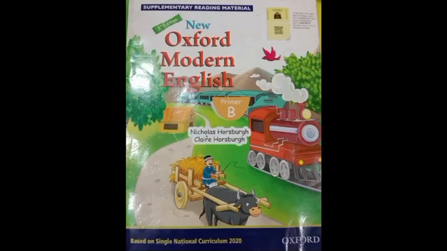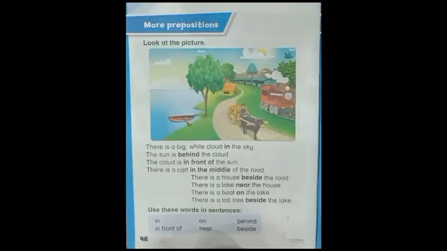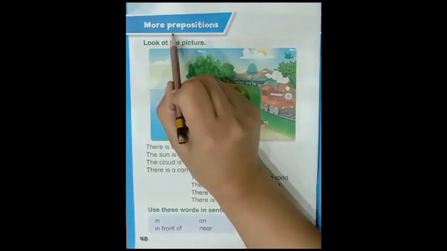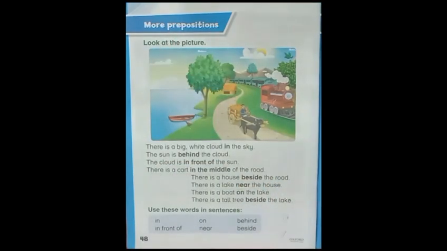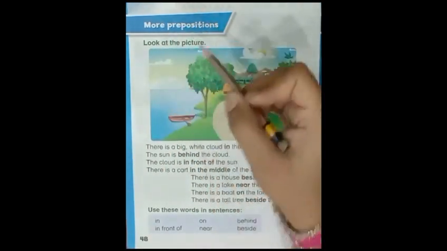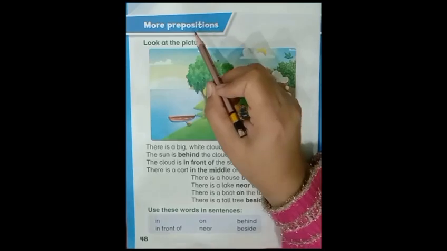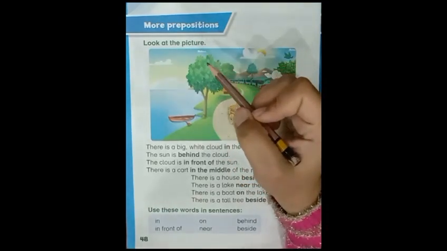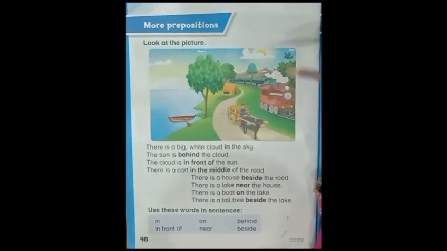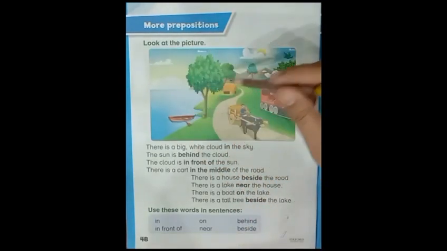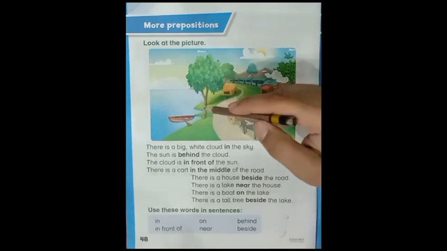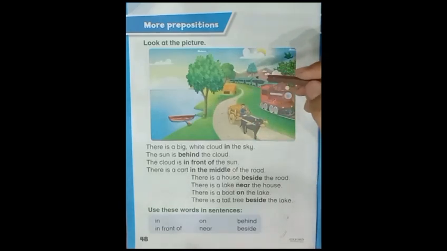Students, take out your Oxford Modern English book and open page number 48. Today we are going to learn about more prepositions. As I told you, prepositions are the words that are used to describe the position of something or someone. Look at this picture. Today we are going to describe this picture and the positions of the things, animals or persons in it. Let's read with me.